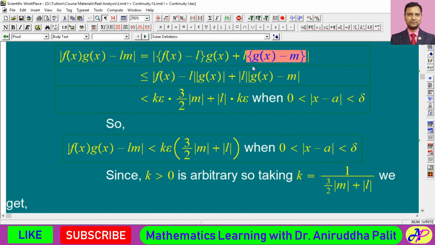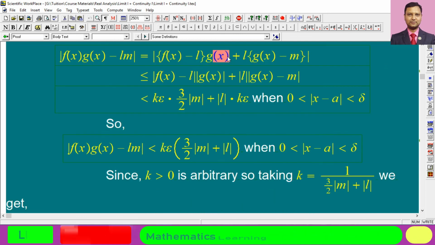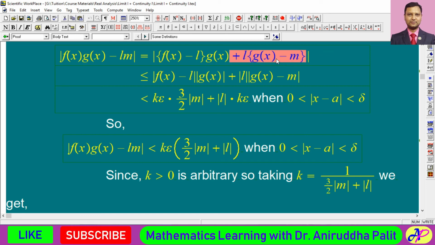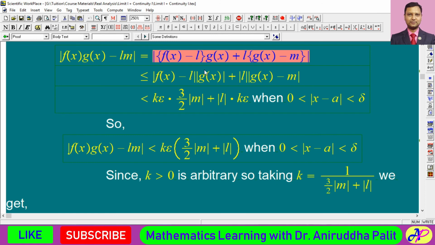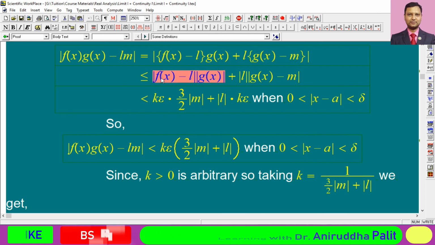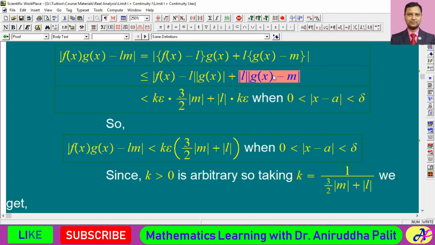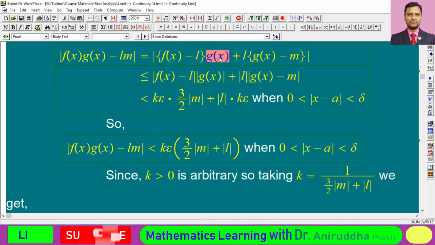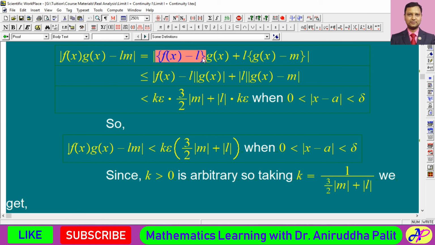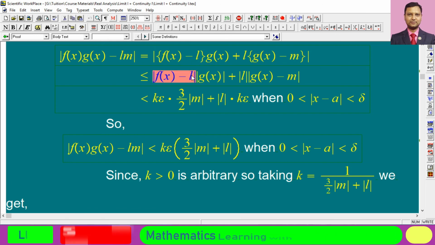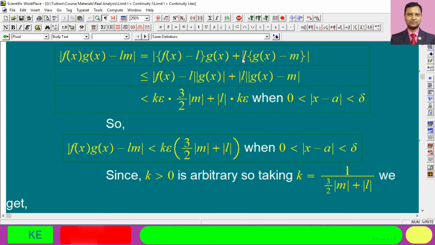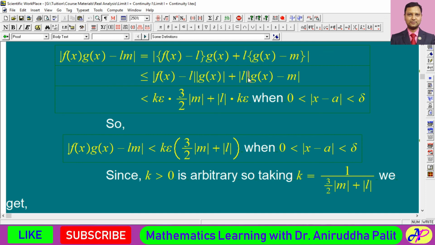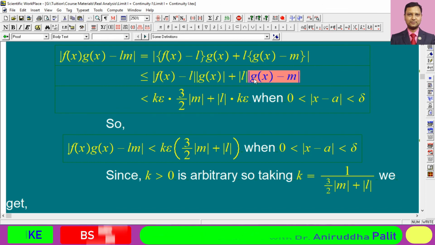So this over here is the first term, and this is the second term. The modulus of the sum of these two terms can be written as the modulus of the first term plus the modulus of the second term. You see, this first term is the product of two quantities. So the modulus of the first term can be written as modulus of fx minus L into modulus of Gx. Similarly, the modulus of the second term can be written as modulus of L into modulus of Gx minus M.